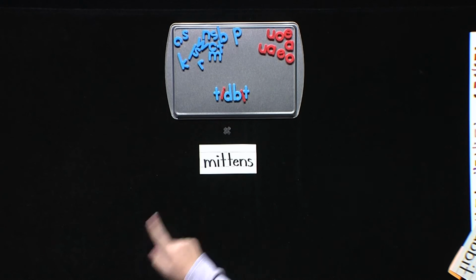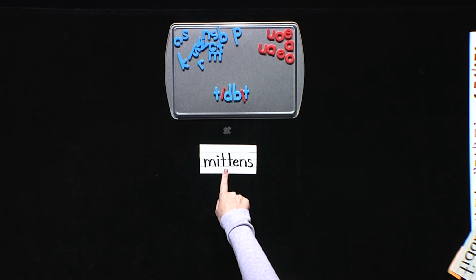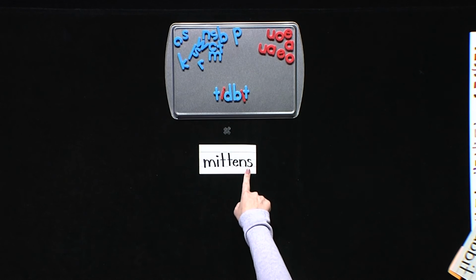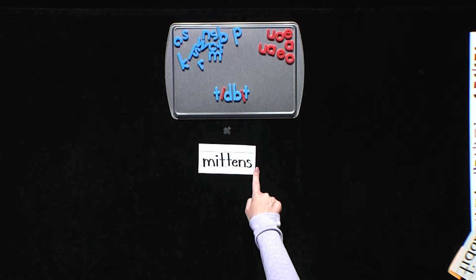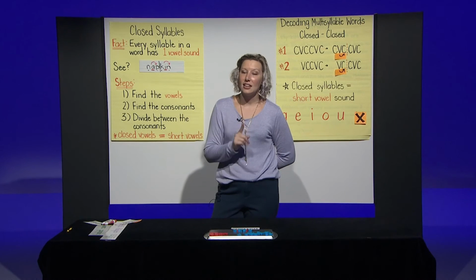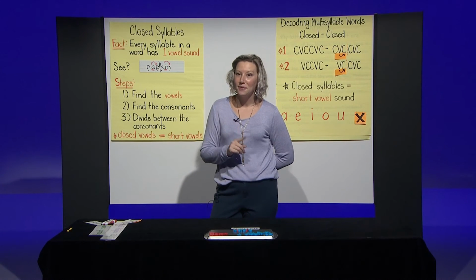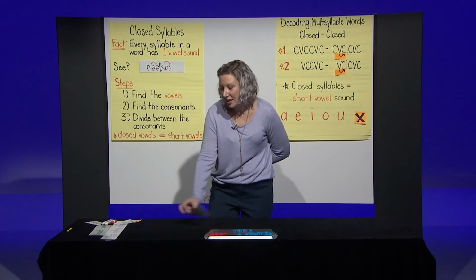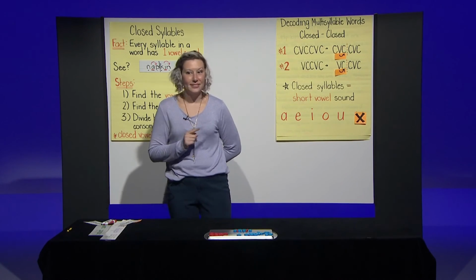You're really smart. I love how you said between the 2 T's. Why would we not break it between the N and the S? You're so smart. You're right. There's no vowel after the S, and we know every syllable has to have a vowel. Great job. Let's move on to our text.